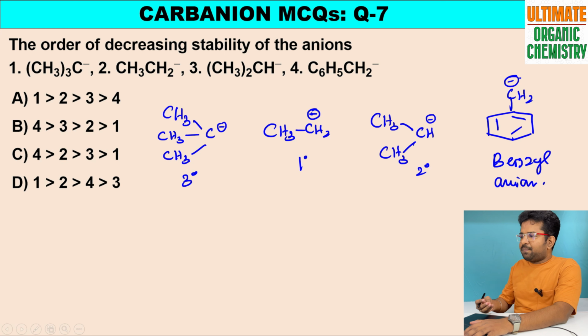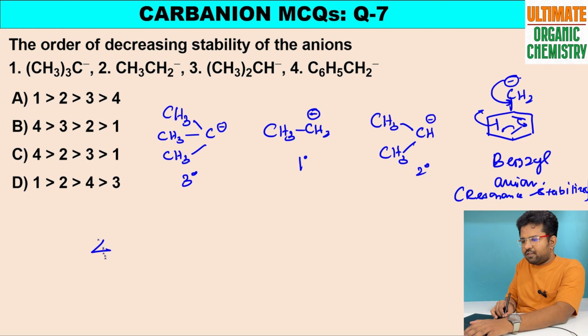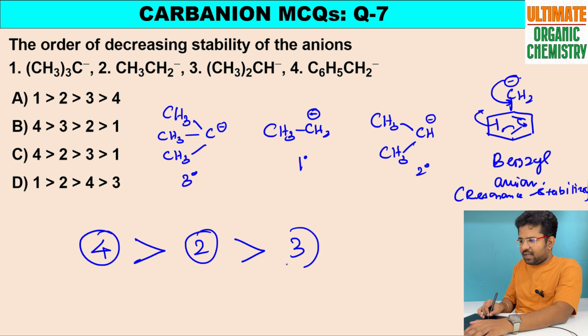You know that benzyl anion will be the most stable, because this anion can be stabilized by resonance effect. So most stable is 4, followed by primary, secondary, tertiary. I have already explained that among primary, secondary and tertiary, primary anion will be more stable, that is 2. Followed by secondary carbanion, that is 3.